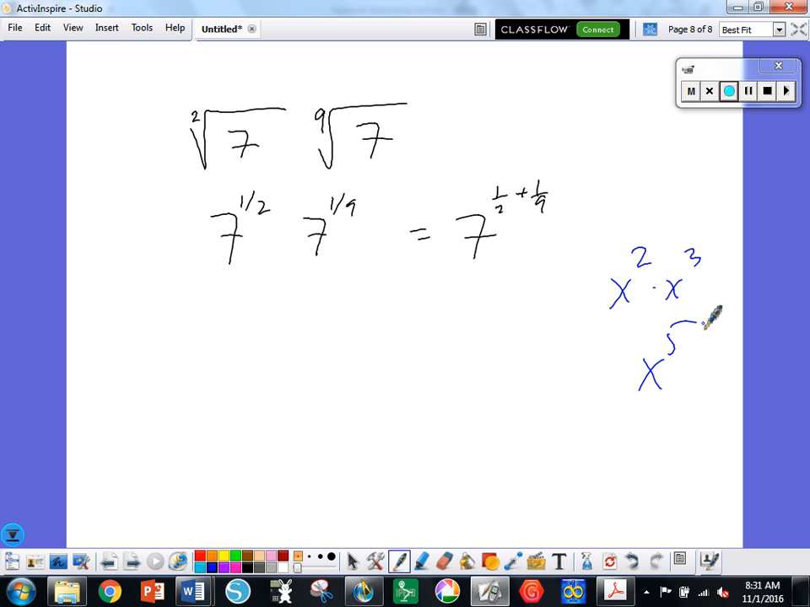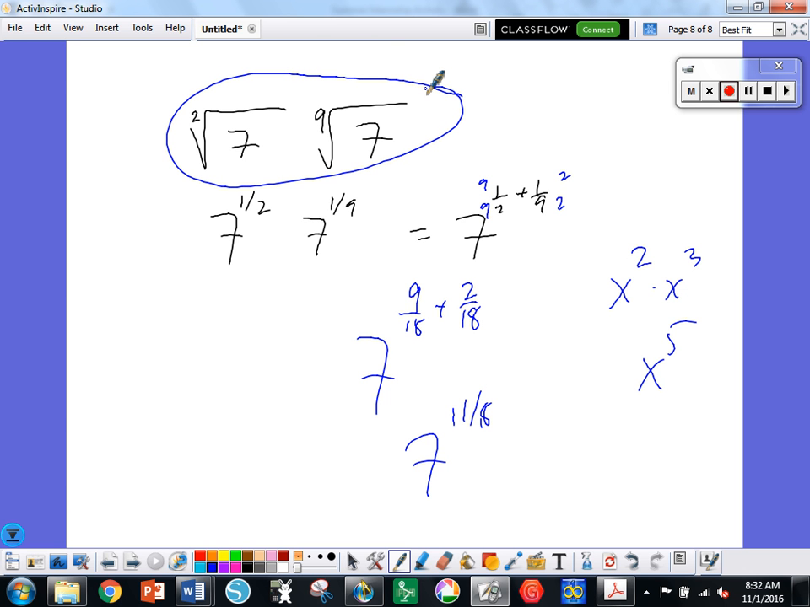Okay. So once again, is this something I can do? I need to get them to be like bases or like denominators, common denominator. Right? We all know Arnold's playing around here. So that's 7 to the 9/18 plus 2/18, which is 7 to the 11/18. Now notice, usually if they start in radical form, what do they want to end in? Radical form. So this is the 18th root of 7 to the 11.